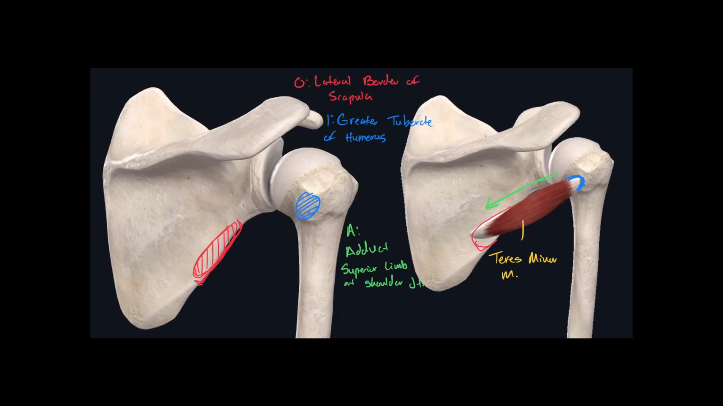Well, if we look at it a little closely, it's again going to rotate this region, this brachium, laterally. Since it's originating at the lateral border of the scapula and inserting to the greater tubercle, it's going to twist this region, this brachium, externally. So this is also going to rotate the brachium laterally. Awesome. That's all we need to know for the teres minor muscle.